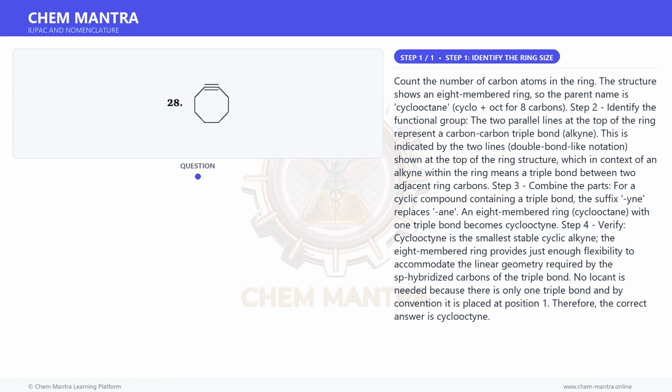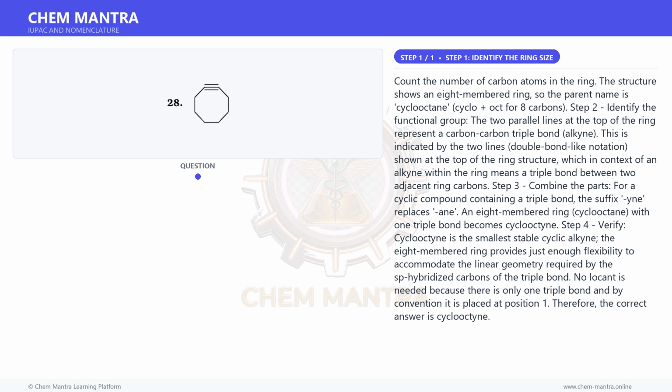Step 3. Combine the parts. For a cyclic compound containing a triple bond, the suffix -yne replaces -ane. An 8-membered ring, cyclooctane, with one triple bond becomes cyclooctyne.